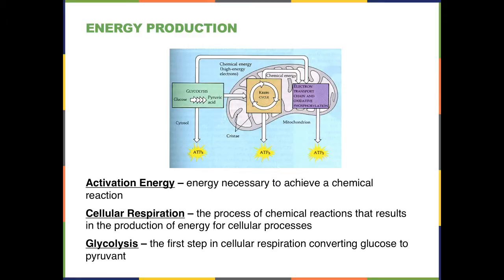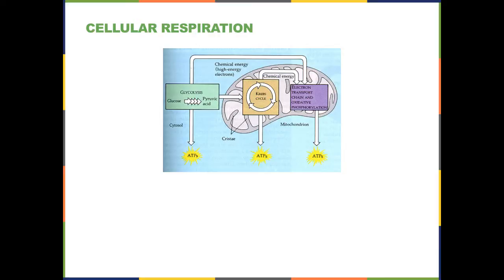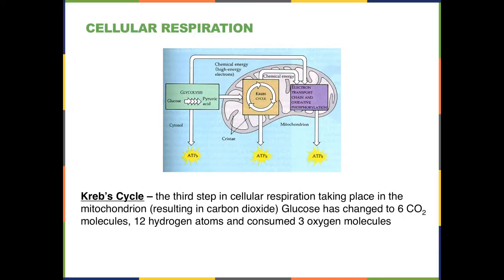I've also included the definition of activation energy here because a certain amount of energy is actually required for any chemical reaction to actually start and move forward. So as I said, glycolysis is the first step in the production of energy. The next step in the production of energy is called the Krebs cycle. It's also known as the citric acid cycle. This is the third step. I call it the next step in fact that it's the next step that produces energy.